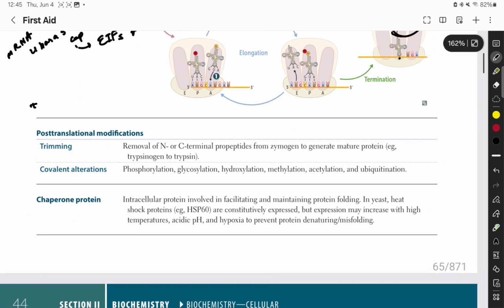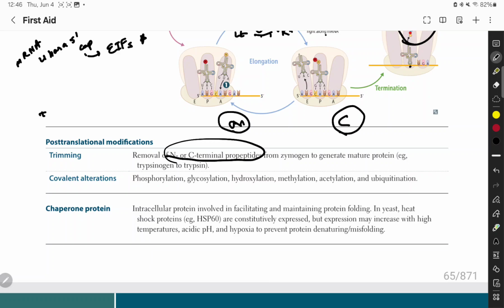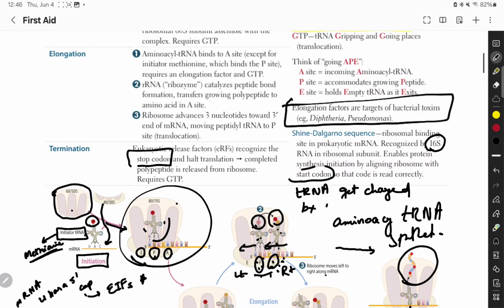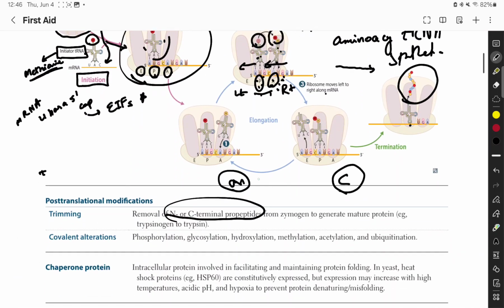You need to remember there are post-translational modifications including trimming, that is removal of N or C terminal propeptides from zymogen to generate mature proteins. For example, you need to convert trypsinogen to trypsin, so that requires cleavage of the N or C terminal propeptide. I won't be going into a lot of detail, but you need to remember that it is synthesized from N terminal to C terminal, N to C.